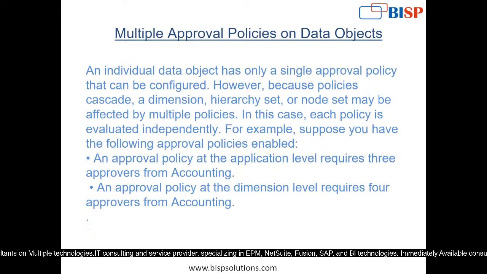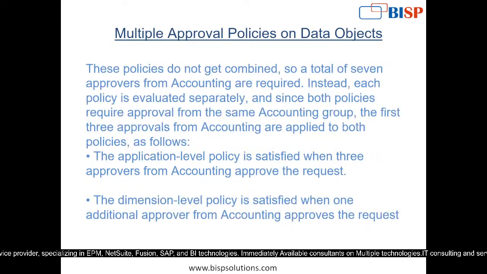For example, suppose the following approval policies are enabled. We have taken an example here. An approval policy at the application level requires 3 approvals for accounting. An approval policy at the dimension level requires 4 approvers from accounting. And these policies do not combine. So a total of 7 approvals for accounting are required.